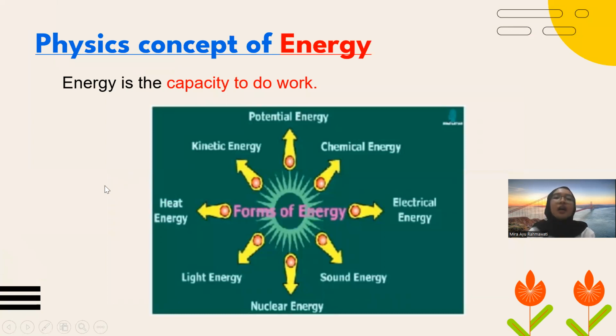Okay, next about the concept of energy. Energy is the capacity to do work. Forms of energy: chemical energy, electrical energy, sound energy, nuclear energy, light energy, heat energy, kinetic energy, and potential energy.